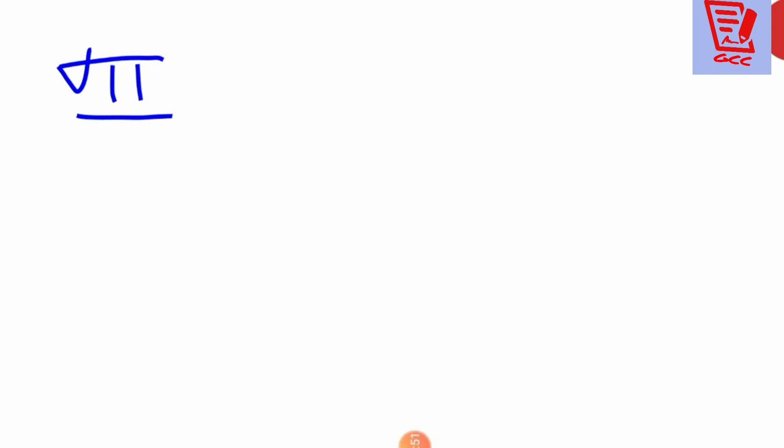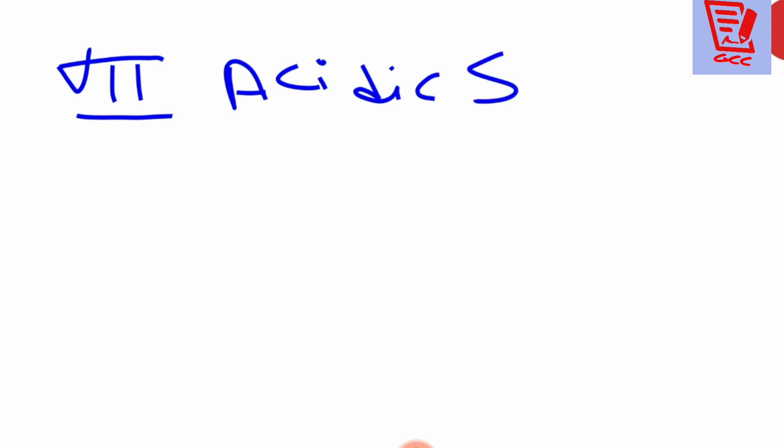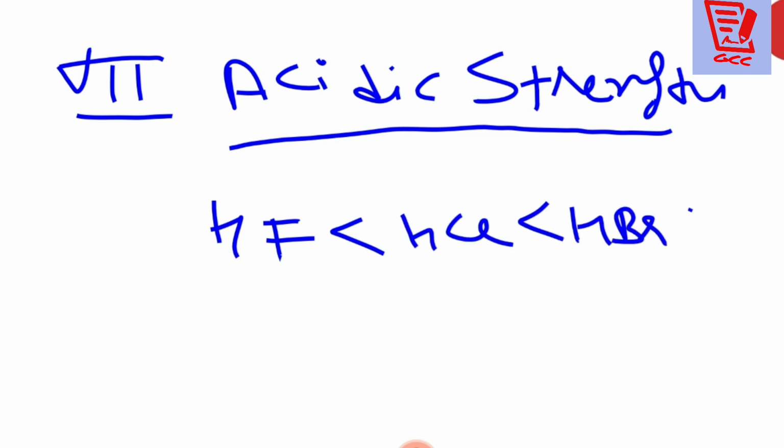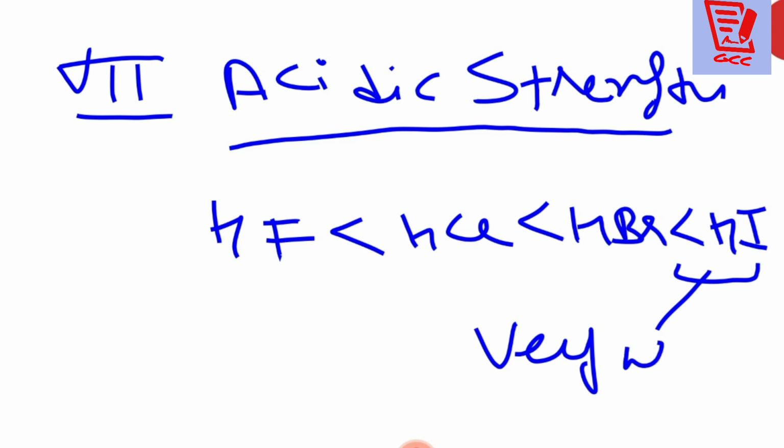Okay, students, the next point, number 7, is about the acidic strength. I told you previously that the trends of acidic and reducing strength are almost the same. HF, HCl, HBr, HI. HI has the maximum acidic strength because removal of hydrogen is very easy from HI. Why is it easy? Because the bond between H and I is very weak. Same reason as we told previously.